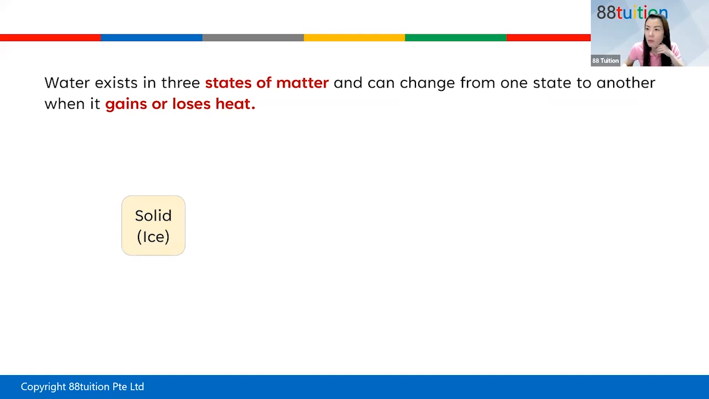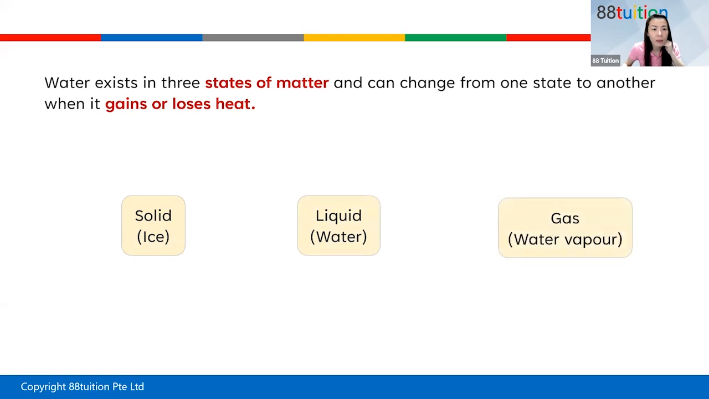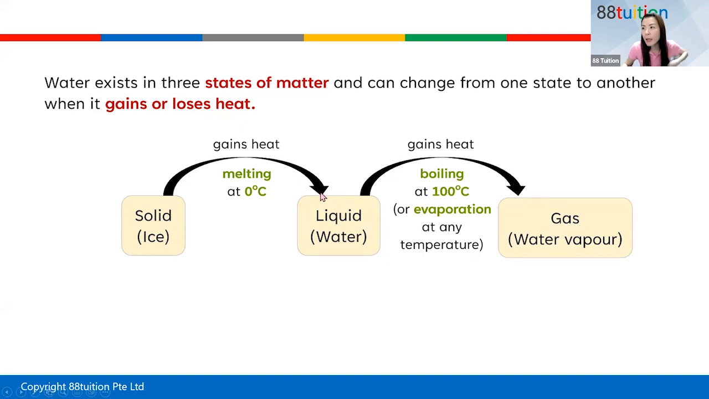If you see my screen, I start with solid ice, and then there's liquid water, and there is gas, water vapor, three states of water. Melting at 0 degrees Celsius, when it's a change of state from solid to liquid, there is a gain of heat. From liquid water to gas there is also a gain of heat, and this is known as boiling at 100 degrees Celsius, or we call it evaporation at any temperature.